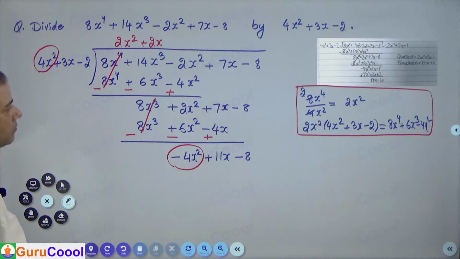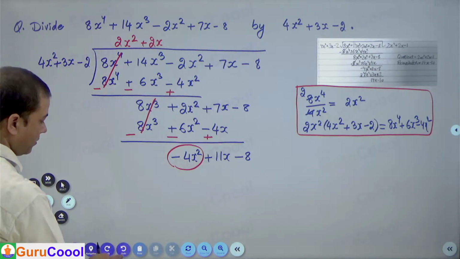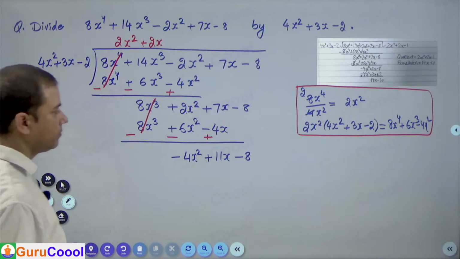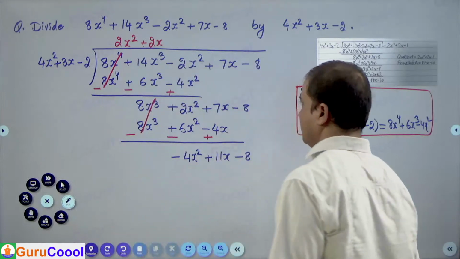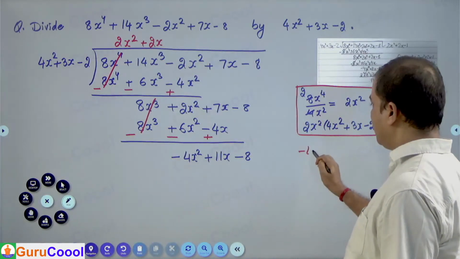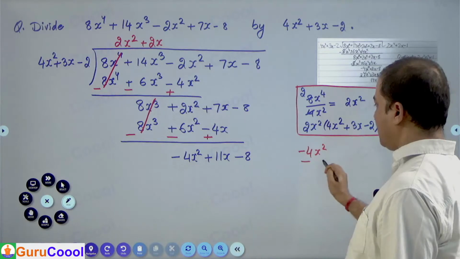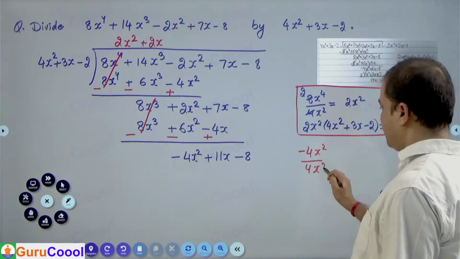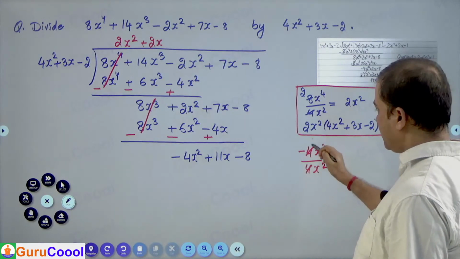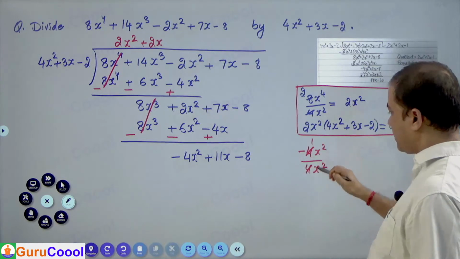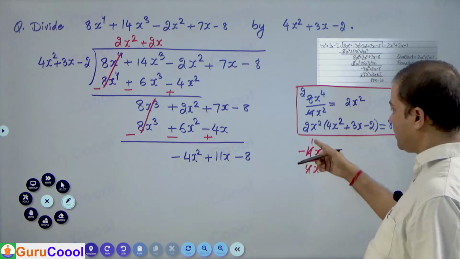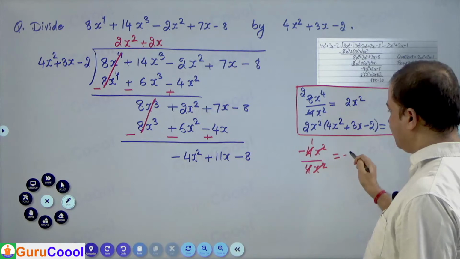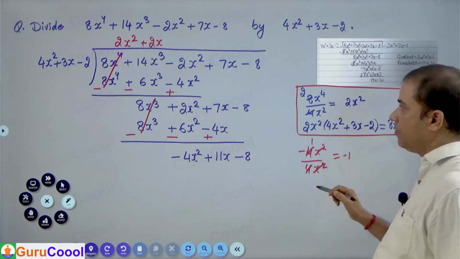Sir, it will be minus 1. You forgot to use your brain. Sir, it is minus 1. Yes. Minus 4x square divided by 4x square. 4 divided by 4 is one time. x square completely cancels. Nothing remaining, minus 1 remaining. No, nothing else. Only minus 1.